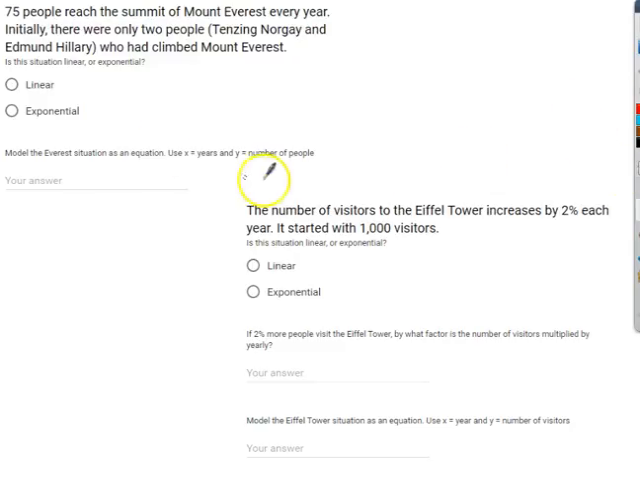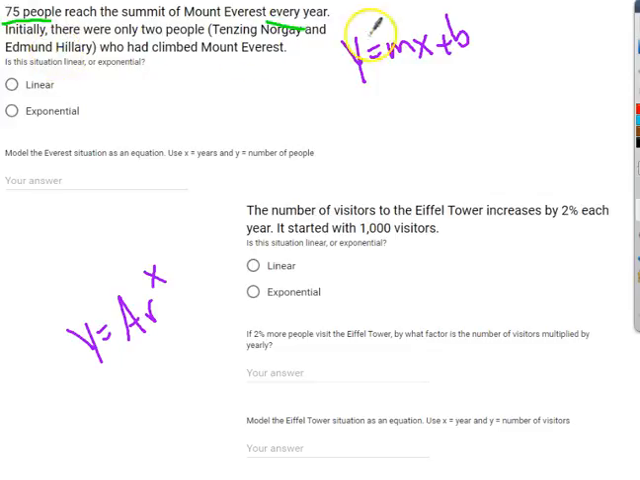I'm intending to be comparing and contrasting yet again linear with exponential. So 75 people reach the summit every year, and because that goes up the same rate, it's linear. So 75 people extra every year. So 75 every year has to be the slope times x for the years plus 2 to start with is the number of people that live there. So the people that reach Everest, 75 extra do so every year plus 2 to start with. So for example, if it had been going for 2 years, then that would be 152.